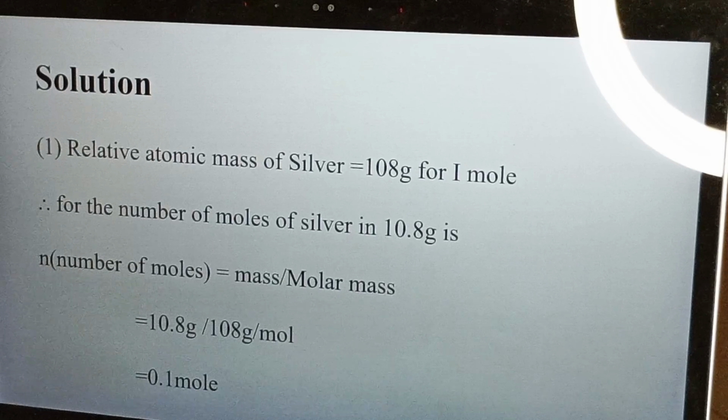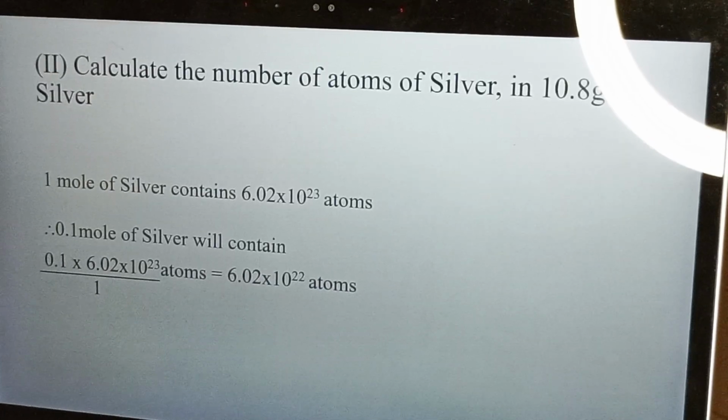Having known this, the second question is: calculate the number of atoms of silver in 10.8 grams of silver. So if you know that 1 mole of silver contains this Avogadro constant, which is set at 6.02 times 10 raised to the power 23 atoms, how many atoms will 0.1 mole contain? That is the question.